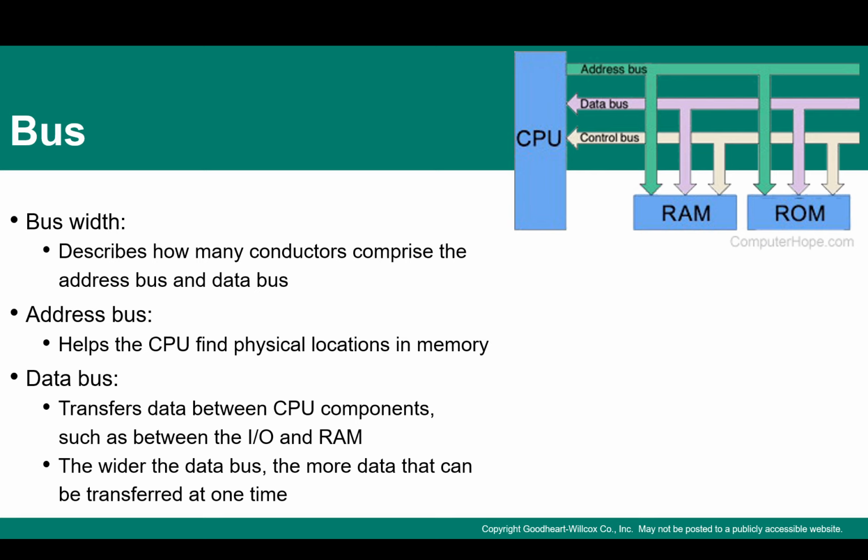So that is what it means by the bus width. The address bus helps the CPU find physical locations in memory, and the data bus transfers data between CPU components, such as between IO and RAM. The wider the data bus, the more data that can be transferred at one time. Again, 8, 16, 32, 64, and 128. Very commonly nowadays it is 64 in laptops and newer CPUs. But historically it was 16.